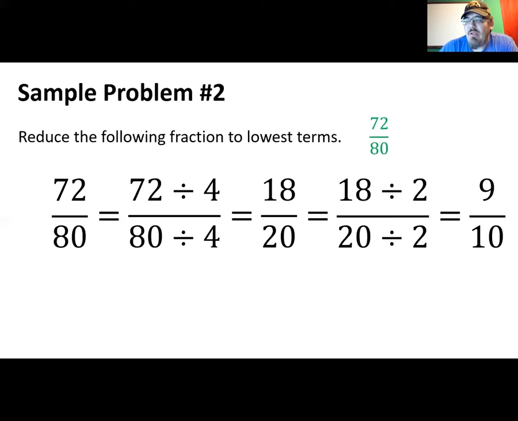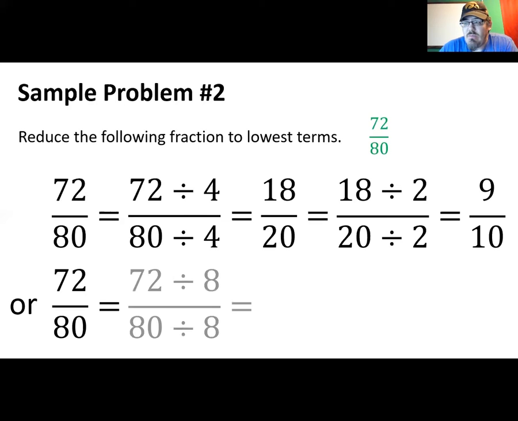Now, in this example, it took me 2 steps to get from my original fraction to my reduced fraction in lowest terms. If you want, you can do it in just 1 step. For example, 72 and 80 can both be divided by 8. When I do that, 72 divided by 8 is 9, 80 divided by 8 is 10. That gets me to that same reduced fraction just in a single step rather than in multiple steps. And that's totally fine too.